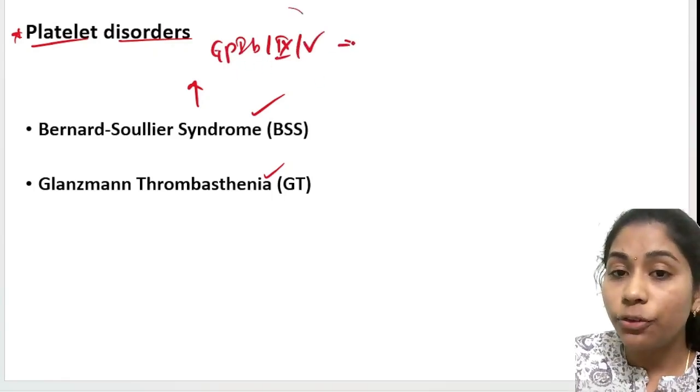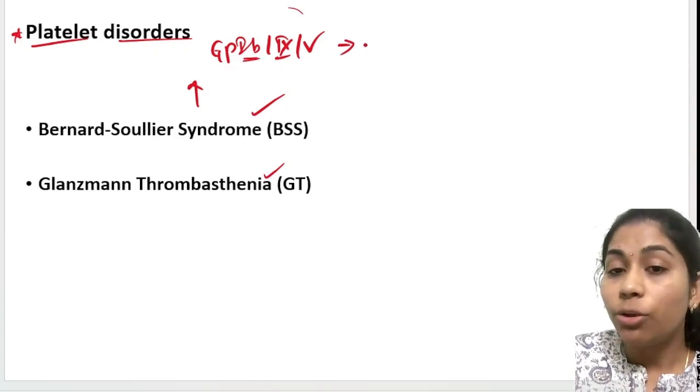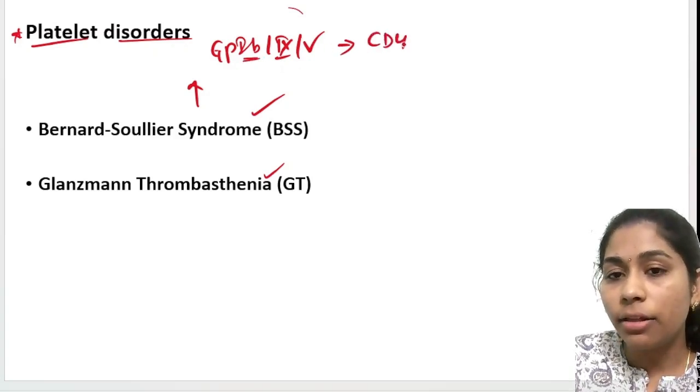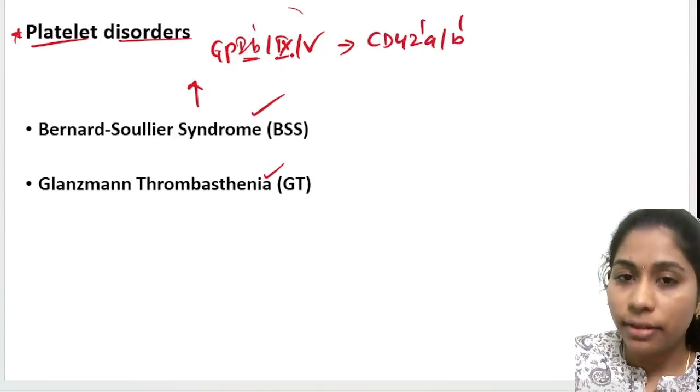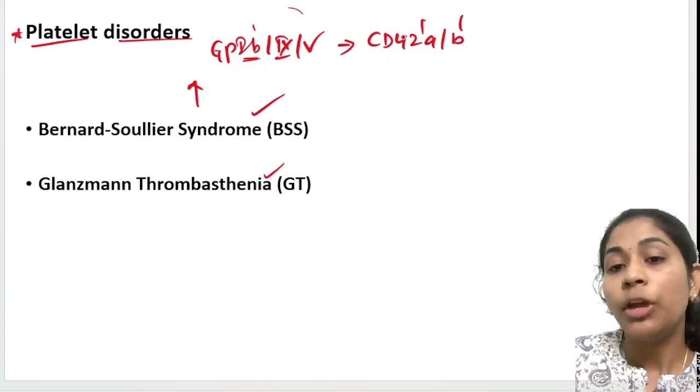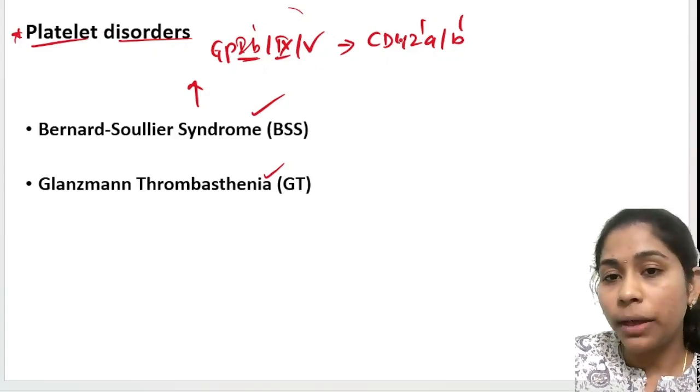So what is the CD marker? We should know the CD marker. So GP1B, right? So it should not be 1 here. In the CD marker, it is 42A/B. A is for alpha, B is for beta. Okay. The GP1B receptor has an alpha chain, beta chain, and GP9 and GP5, everything will be there. So the 1 should not be coming in the CD marker. So it is CD42, and A for alpha, and B for beta. Okay.